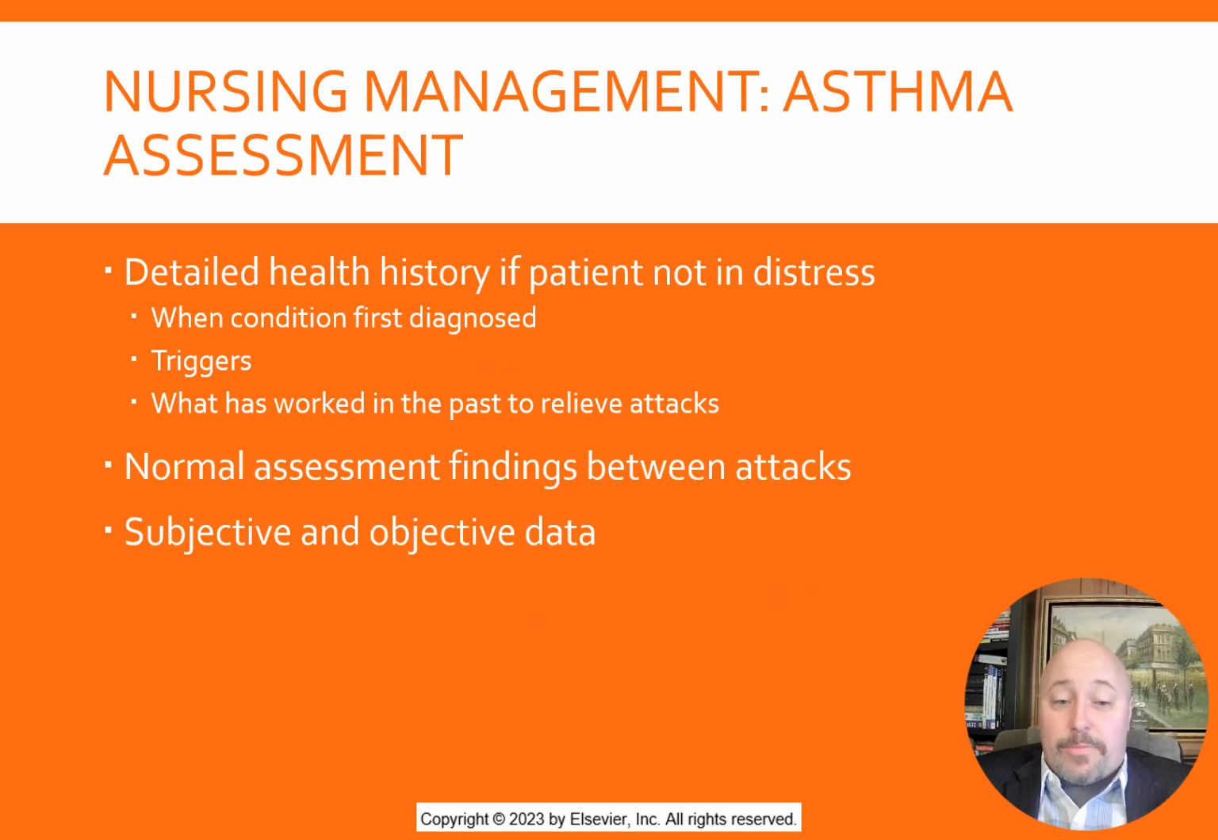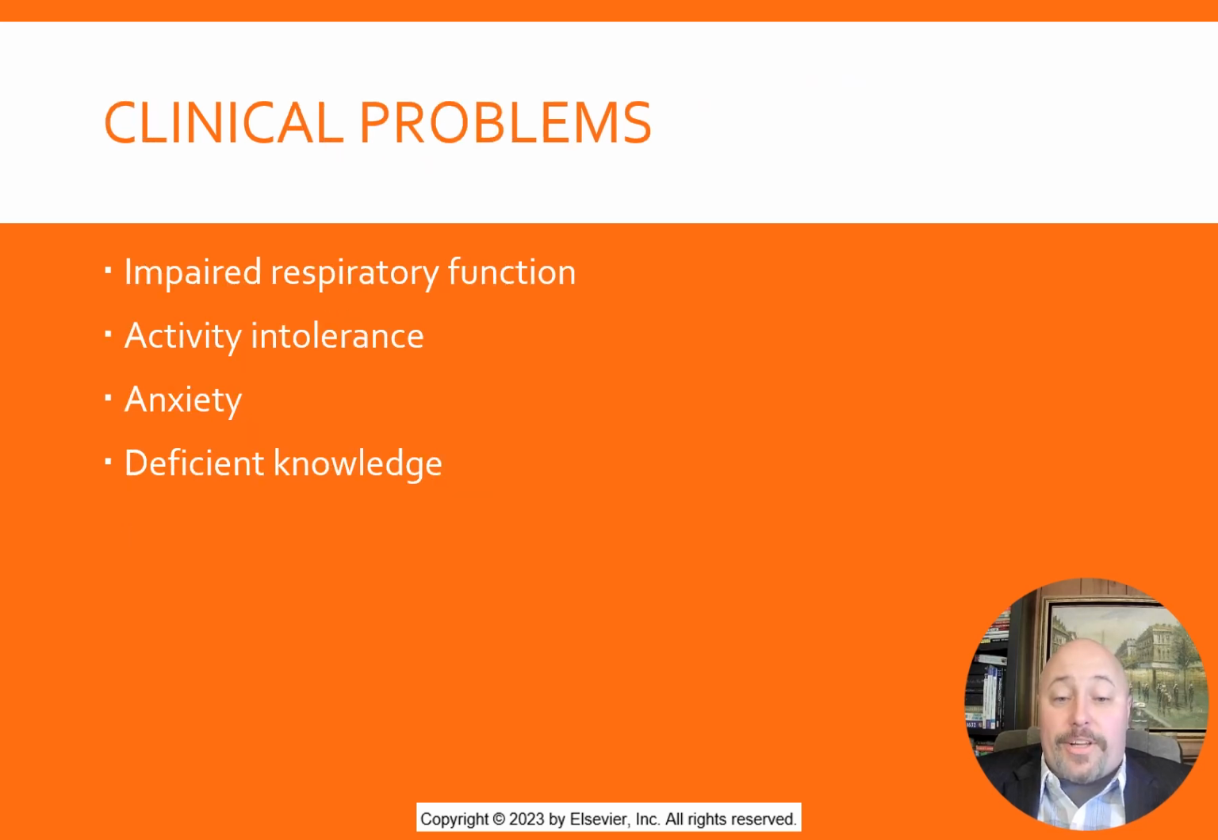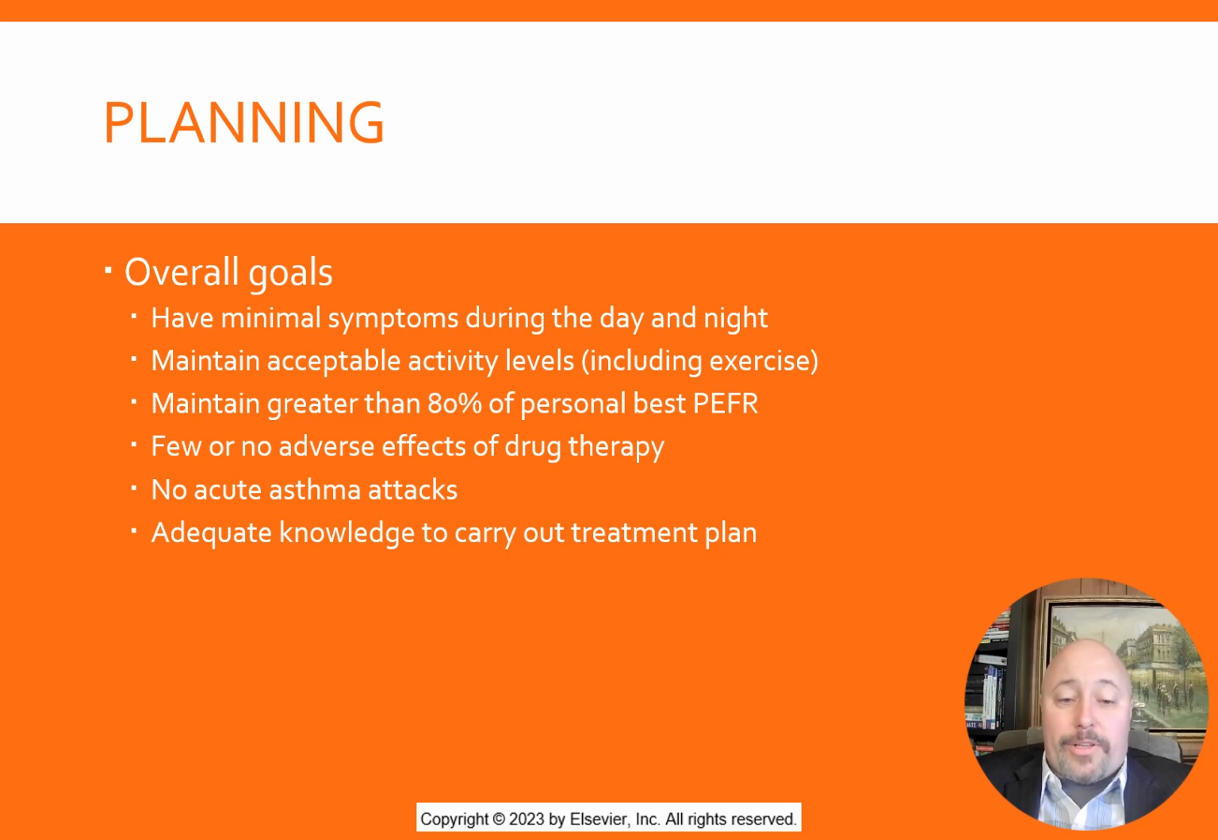When assessing an asthma patient, we want to get a detailed health history if the patient is not in distress, such as when the condition was first diagnosed, what the triggers were, and what has worked in the past to relieve these attacks. Our clinical problems and nursing diagnoses would be impaired respiratory function, activity intolerance, anxiety, and deficient knowledge. Our overall goals would include having minimal symptoms during the day and night, maintaining acceptable activity levels, including exercise, having few or no adverse effects of drug therapy, no acute asthma attacks, and having adequate knowledge to carry out their treatment plan.